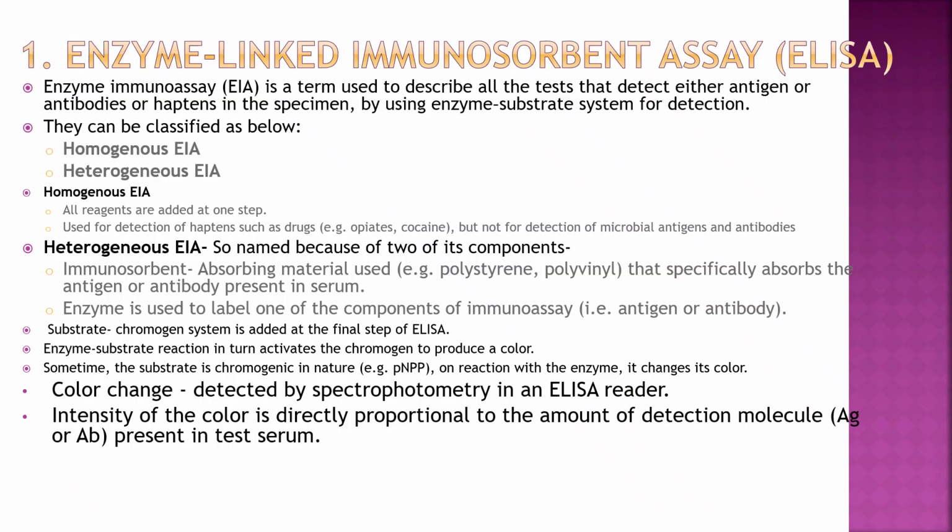Enzyme linked immunosorbent assay. There are two types, homogeneous and heterogeneous. In homogeneous, all reagents are added in one step and then used for detection of haptens like drugs. And heterogeneous, so named because of two components, immunosorbent and enzyme. And there is a substrate enzyme, the chromogen system added at the final step of ELISA.